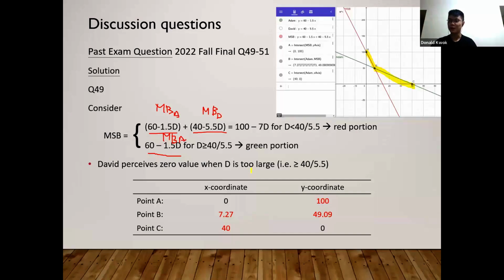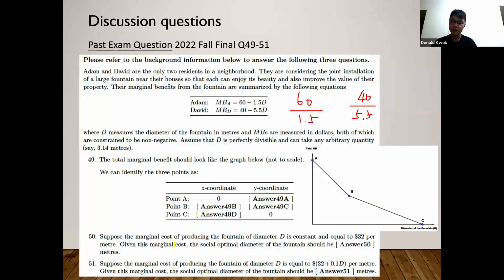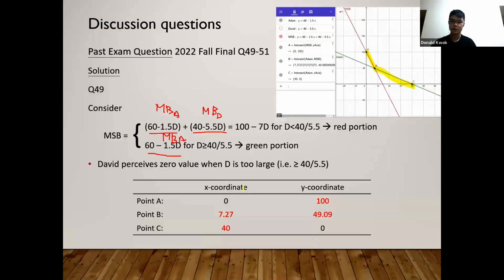We have the marginal cost of producing the fountain in question 50 and 51. Okay, and we are going to find the socially optimal diameter of the fountain. So simply the intersection of the given MC curve and the marginal social benefit curve that we have just derived.